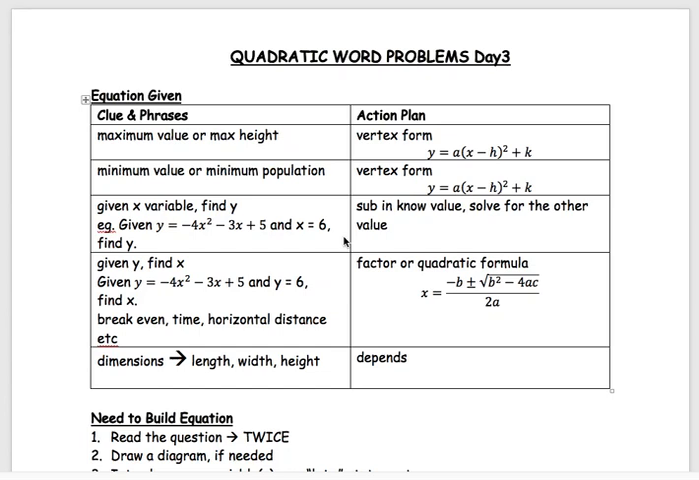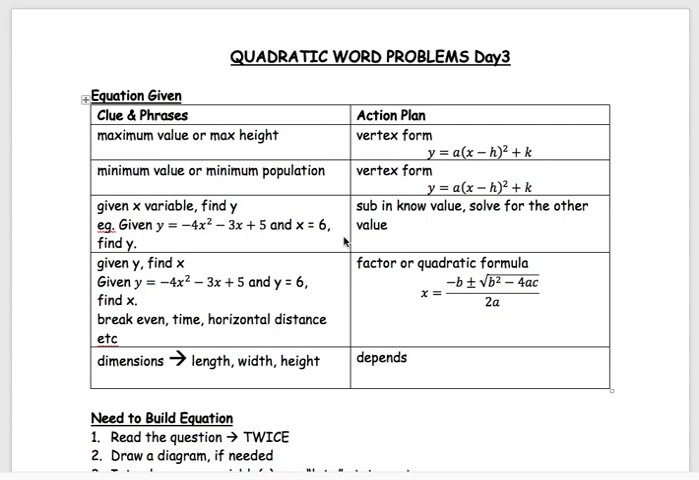Welcome to the third day of solving quadratic word problems. So we've looked at a couple different types of word problems where we had to solve for the answer, and then the next day we had to switch to the vertex form in order to find the vertex so we can find the max and min values.